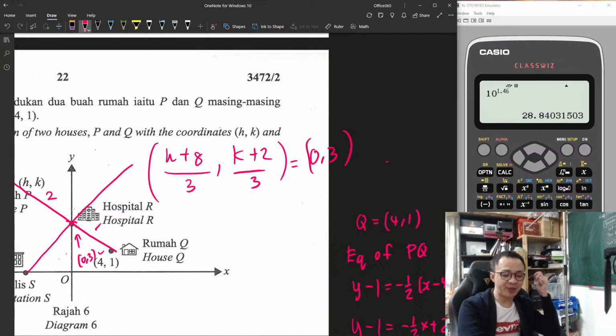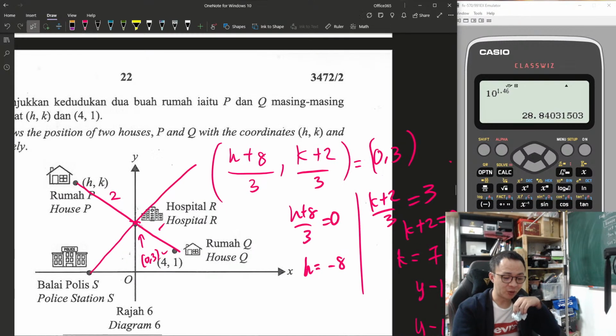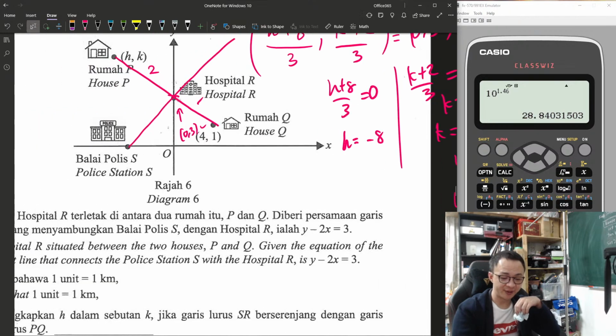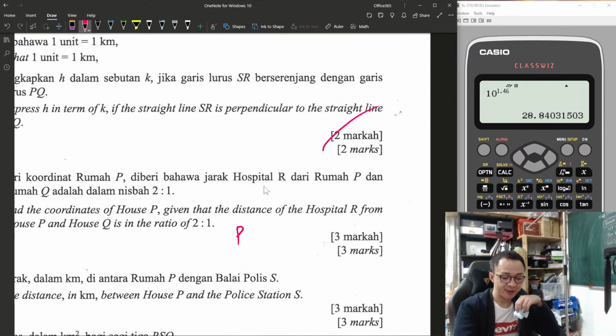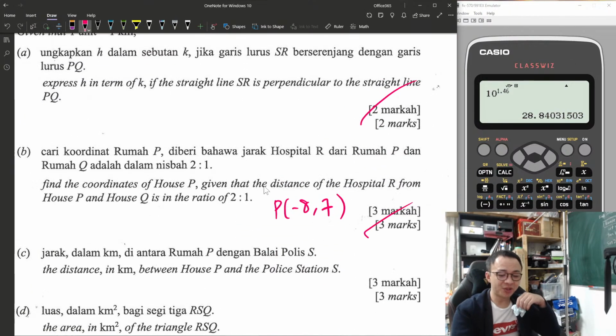So it equals (0, 3), basically means (h plus 8) divided by 3 equals 0. h is negative 8. And do the same thing for k. (k plus 2) over 3 equals 3. k plus 2 equals 9. k equals 7. So I got the coordinate P is (negative 8, 7). Negative 8 and 7, is it? Yeah. Okay, I'm not sure why this 3 mark is way too easy compared to the 2 mark one, but it's fine.